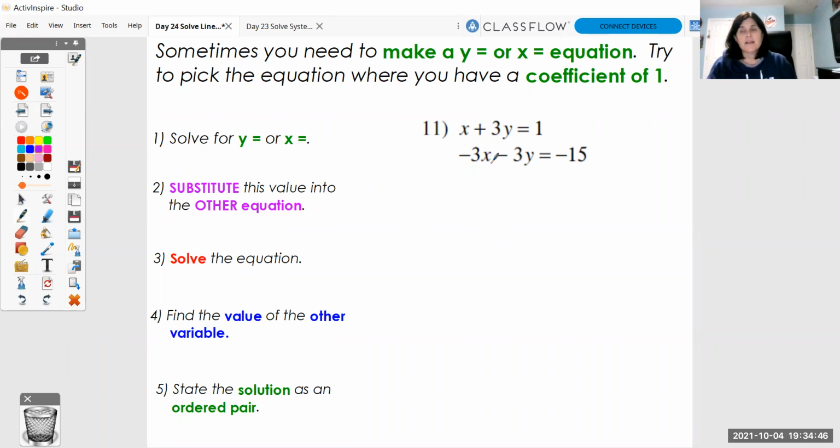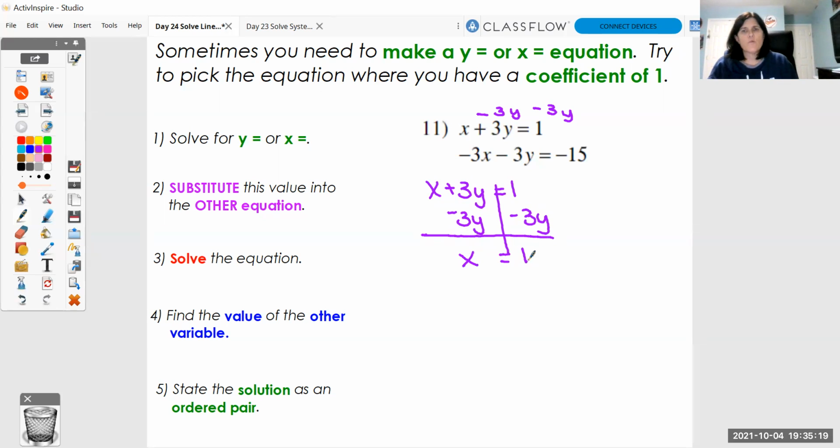Number 11, just like in the warm-up, I have 2 equations. I need to isolate one variable. So I'm going to take this equation where I have the x, and I'm going to subtract 3y from both sides. And I end up with the equation. Let me rewrite it down here. I'm not comfortable with it being like that. Okay, so we're going to have x plus 3y equals 1. So I'm going to subtract 3y from both sides. And I'm left with x equals 1 minus 3y.